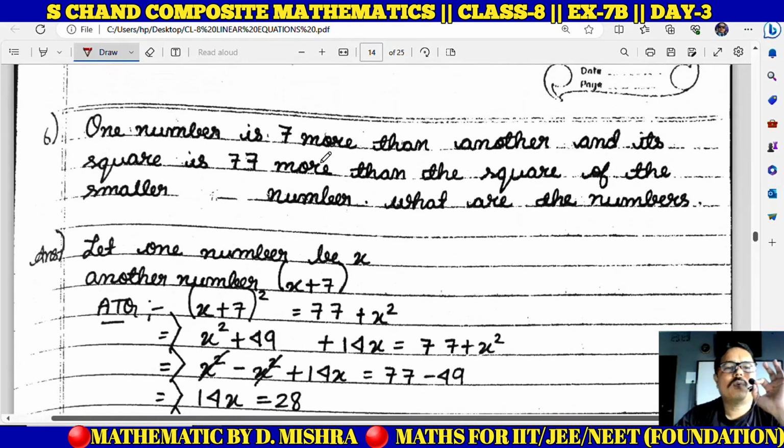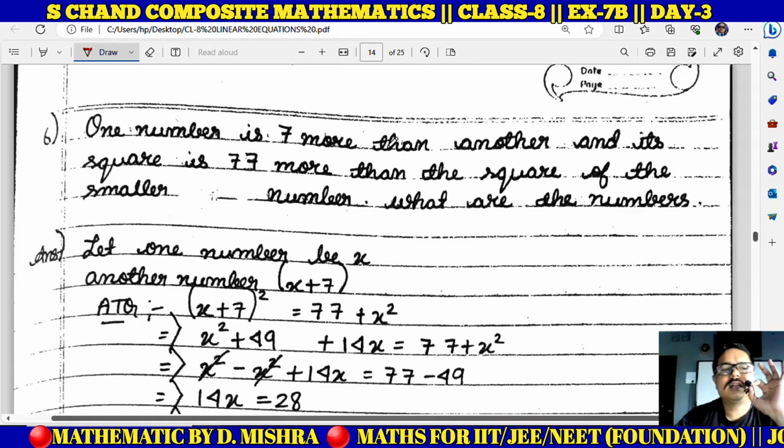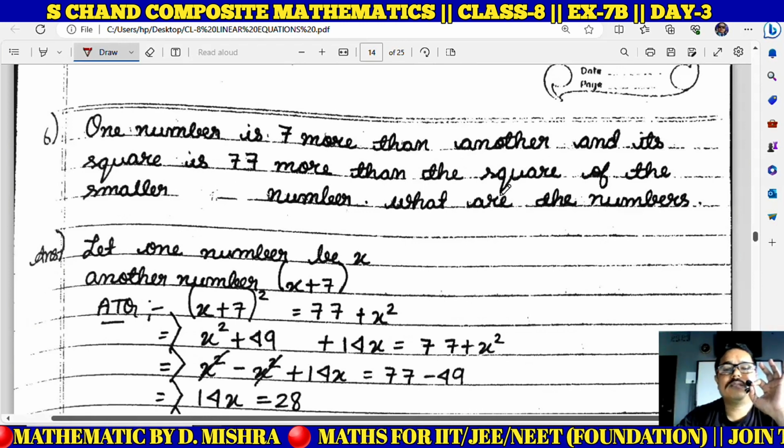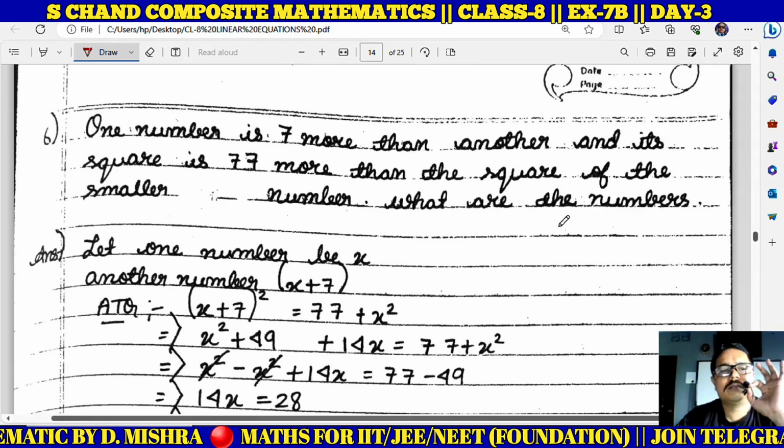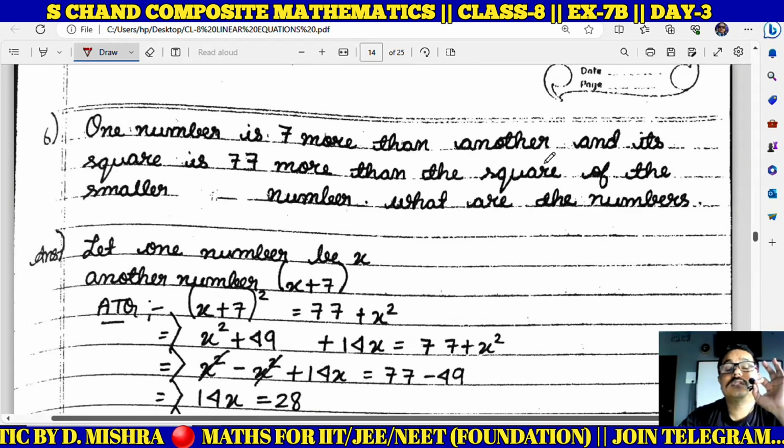Question number 6. One number is 7 more than another and its square is 77 more than the square of the smaller number. So what are the numbers? One number is 7 more than another.